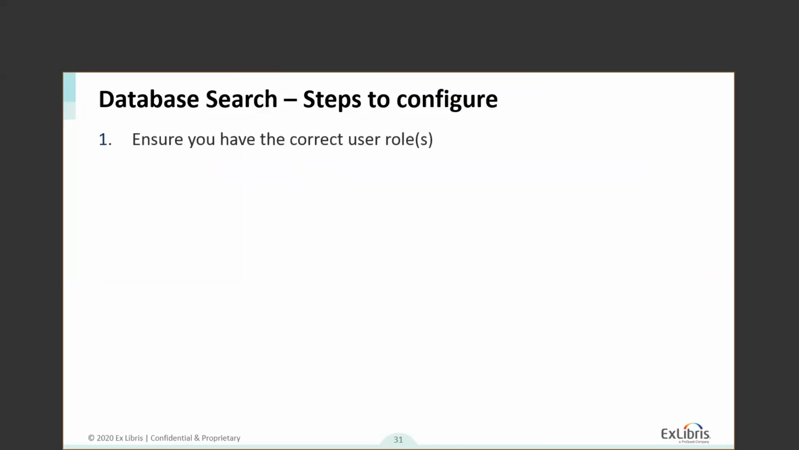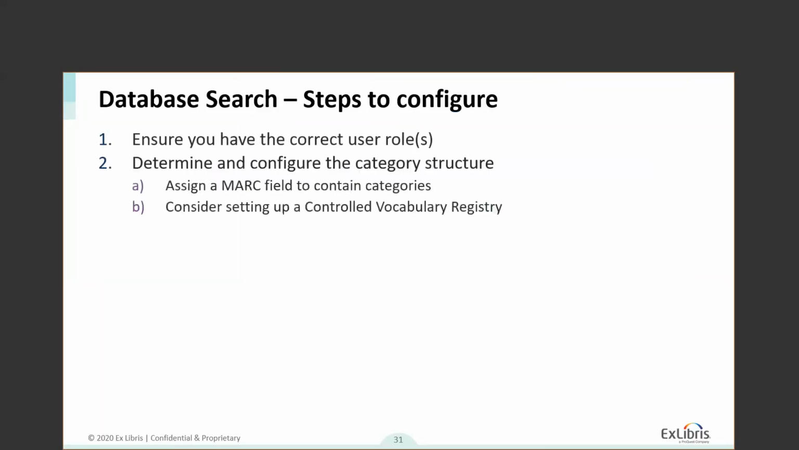So first, you want to make sure that you have the correct user role. In this case, there is no predefined structure that you can use. So you at your site would determine and configure the structure that you're going to sort your databases into. You also need to decide amongst your institution a local field that will be in the actual MARC records for the collections themselves that will contain the categories that you've decided upon.